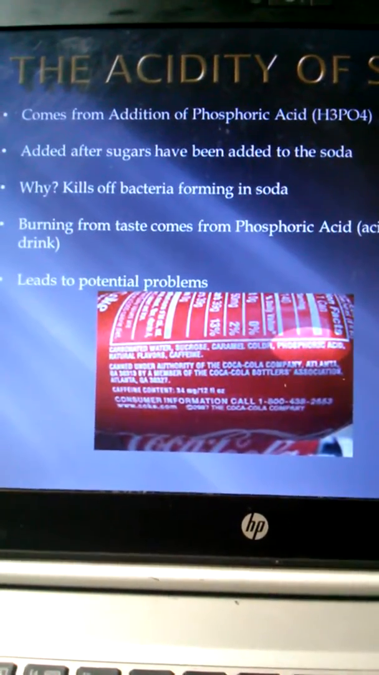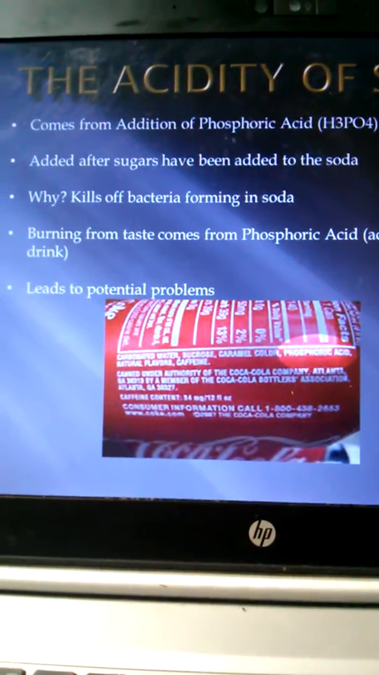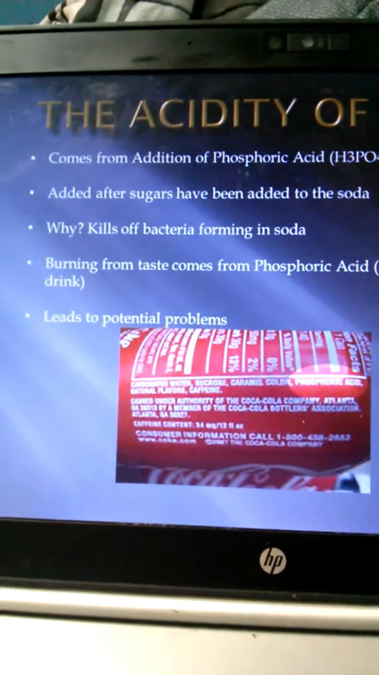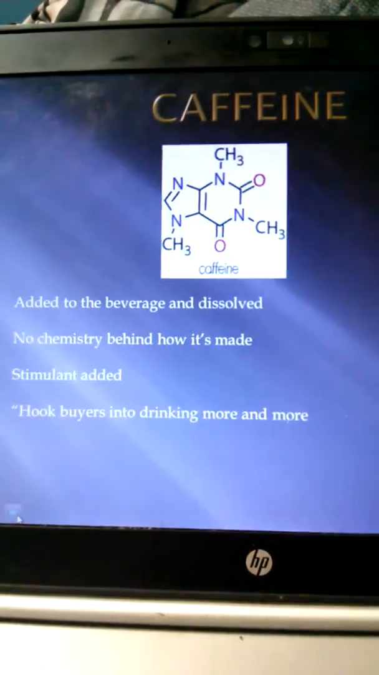Other potential problems: we need iodine for our thyroid to function. Well, without iodine, our thyroid doesn't function as well, and that could lead to other potential problems, as you could imagine.